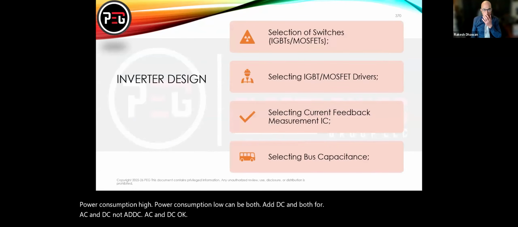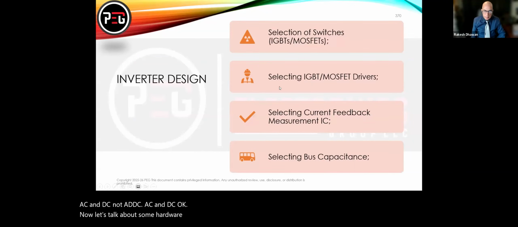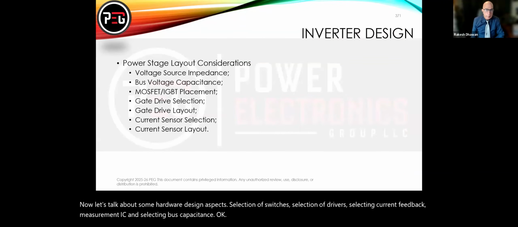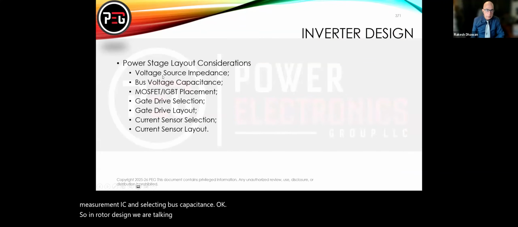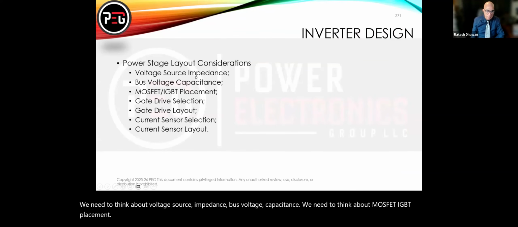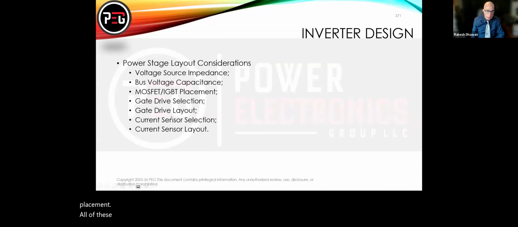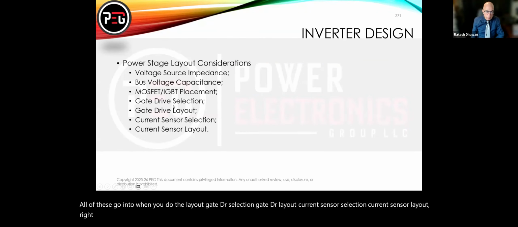Okay. Now let's talk about some hardware design aspects. Selection of switches, selection of drivers, selecting current feedback measurement IC, and selecting bus capacity. So for inverter design, we need to think about voltage source impedance and bus voltage capacitance. We need to think about MOSFET IGBT placement. All of these go into the layout: gate drive selection, gate drive layout, current sensor selection, current sensor layout, right? And once you're done with the layout, you also have to make sure it's manufacturable.